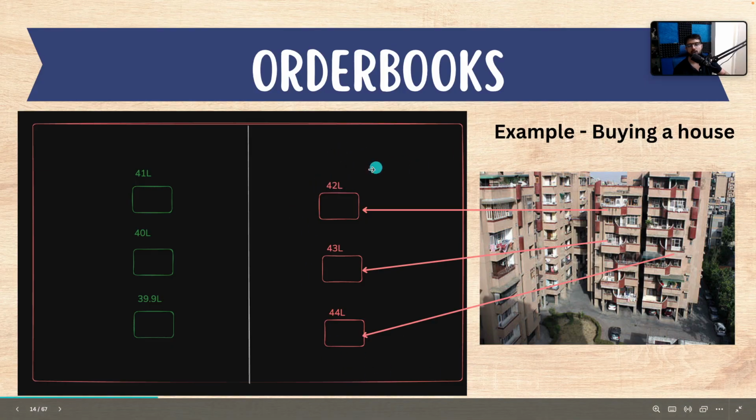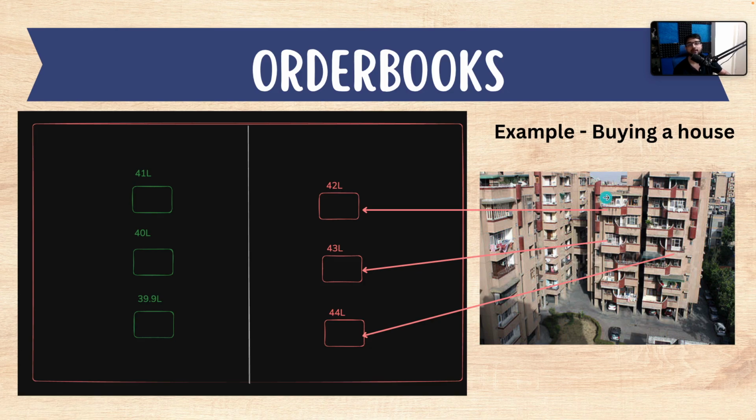This is what's called the quote side. This, what is it called? The quote side. No, this is called the ask. Sorry, my bad. What is this called? This is called the ask. Okay, this owner is asking for 42 lakhs, 43 lakhs, 44 lakhs. Of course, which one would you buy? You will buy the 42 lakh one, the cheapest one.